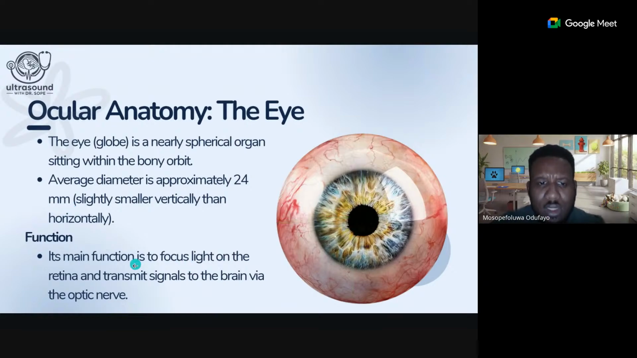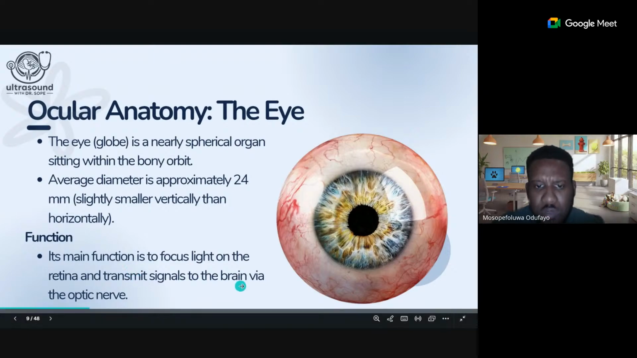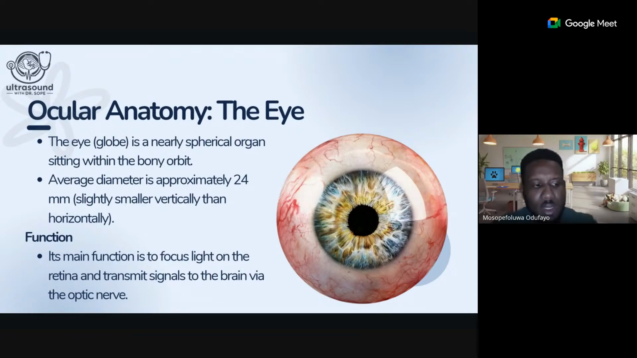Its main function is to focus light on the retina and transmit signals to the brain via the optic nerve. We all know that. That's basic anatomy. The eye will receive light, take it to the retina, convert it into electrical energy, and then that is eventually interpreted into vision.